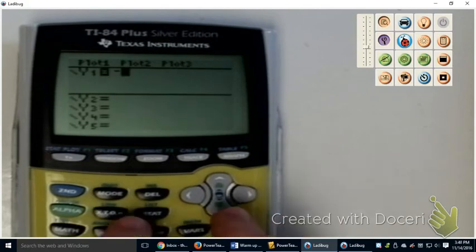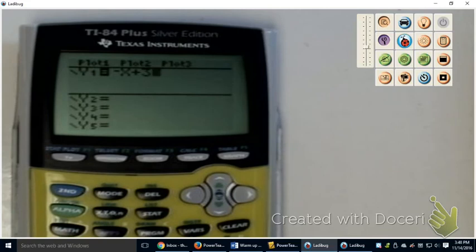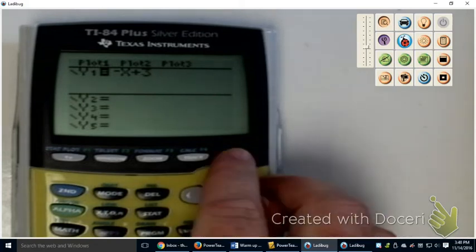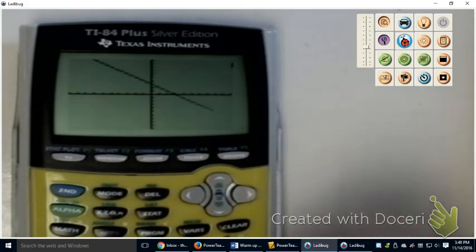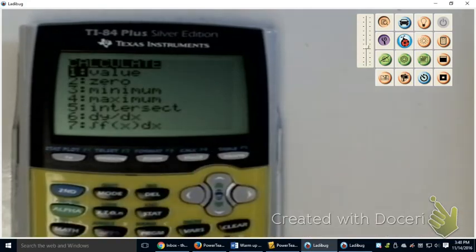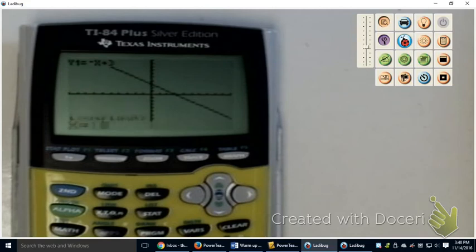Let's say that negative x plus 3 is the graph that we're looking at, and we want to find the area between the curve and the x-axis from 1 to 4. If I go to second calc, number 7, and then 1, and then 4, that's not the area. That's the integral from 1 to 4. And the reason I know it's not the area is because there's a part above and below the x-axis.